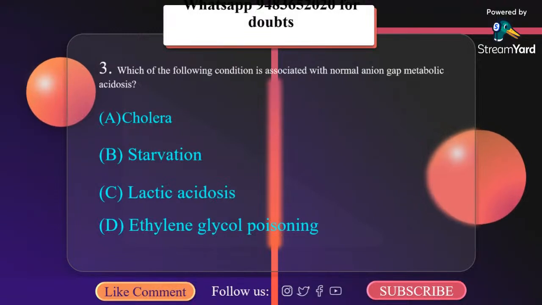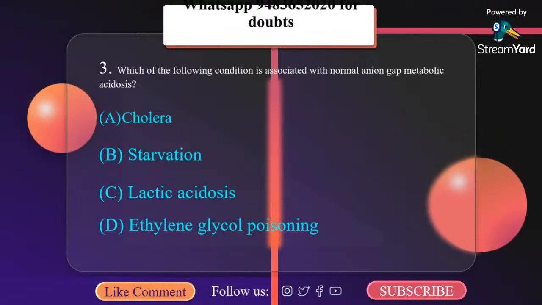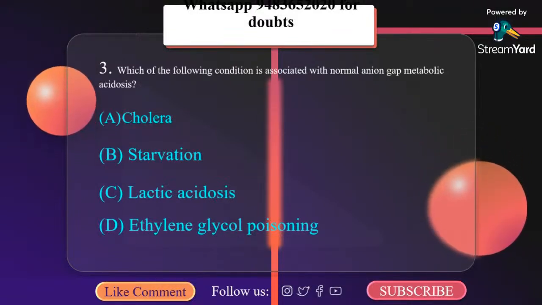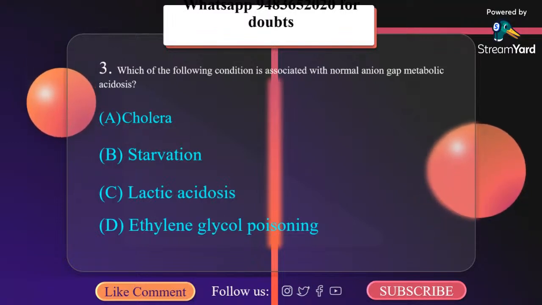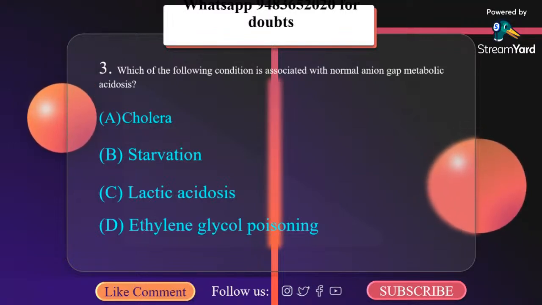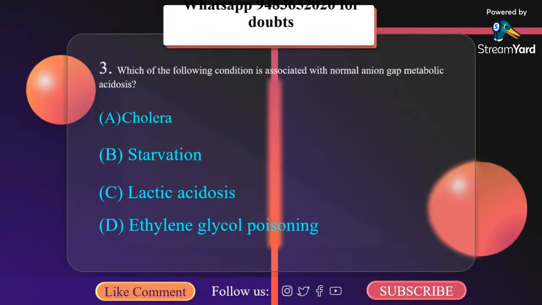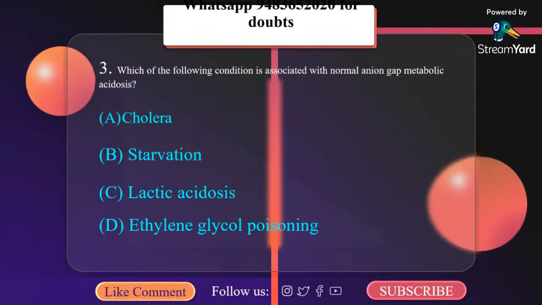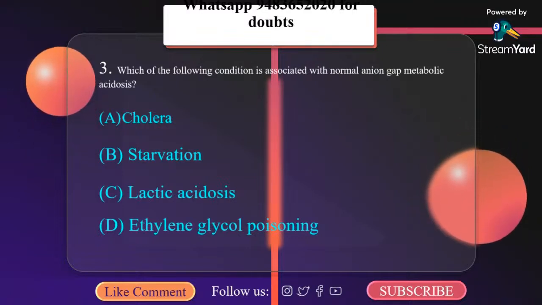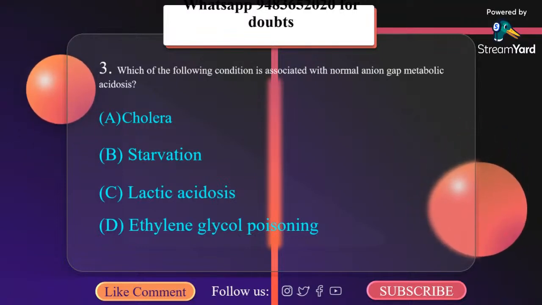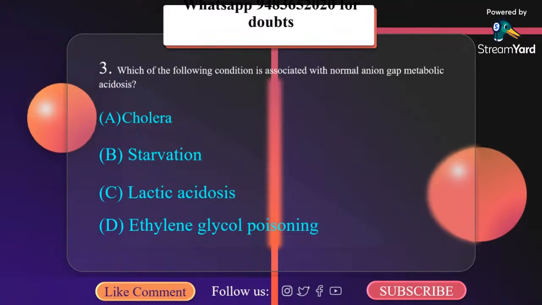Which of the following conditions is associated with normal anion gap metabolic acidosis? A. Cholera. B. Starvation. C. Lactic acidosis. D. Ethylene glycol poisoning. Now, in cholera, there is a normal anion gap metabolic acidosis. So, the correct option here is A. Cholera.